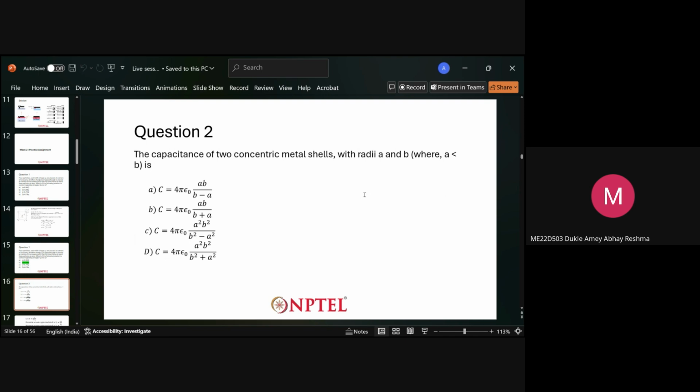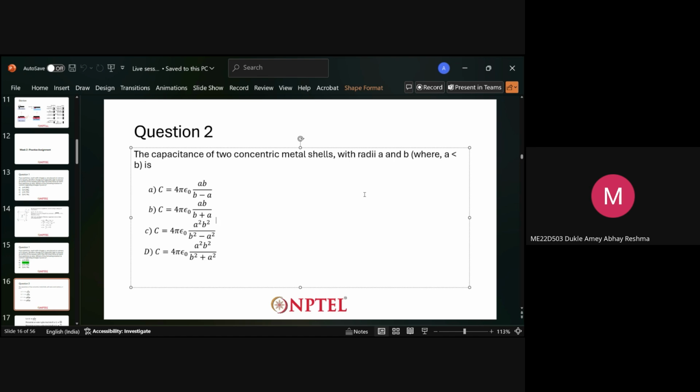So we have question number 2: the capacitance of two concentric metal shells with radii A and B, where A is greater than B, is given by. We have four options: C is equal to 4 pi epsilon naught AB upon B minus A. C is equal to 4 pi epsilon naught AB upon B plus A. 4 pi epsilon naught A square B square upon B square minus A square. 4 pi epsilon naught A square B square upon B square plus A square.